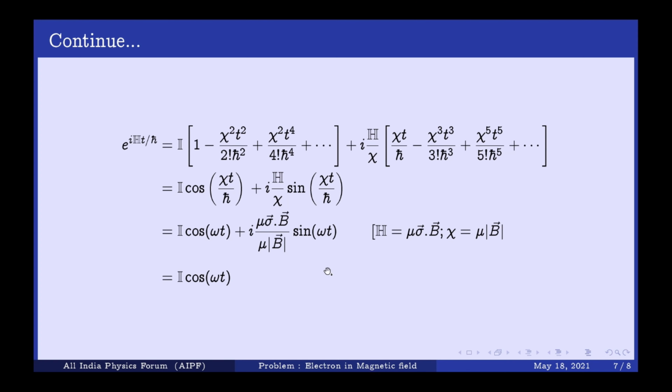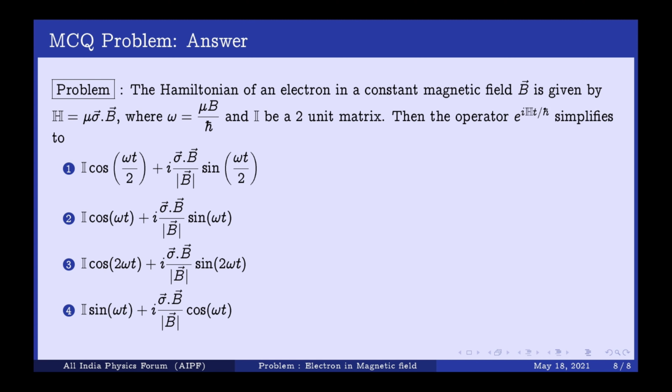Why can we write this? Because we know H is mu sigma dot B, so that we have written here, and chi was our mu B, so that we have written here in the denominator. Okay, and what this omega is, if you remember, omega was chi over h cross, so we can write it as this. So now coming to the MCQ problem, which answer will be correct? Yeah, you can guess it. It's option 2.